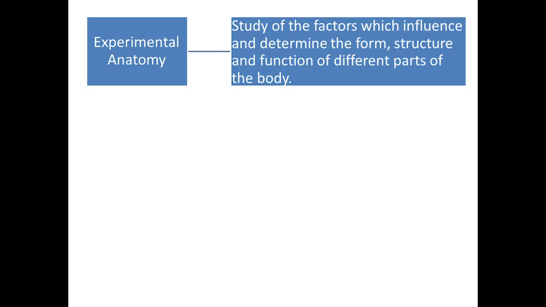Then experimental anatomy. It is the study which determines the form, structure, and function of different parts of the body. For example, when a person is lying all day and is not doing any work, he is living a sedentary lifestyle. His muscle atrophy starts. When a person is doing exercise regularly, he develops well and good muscles.